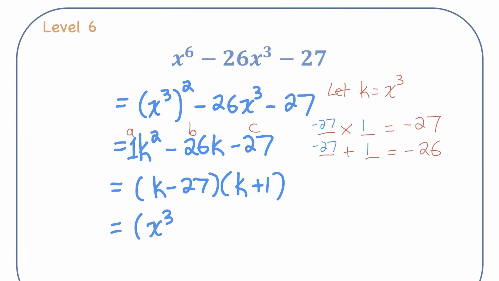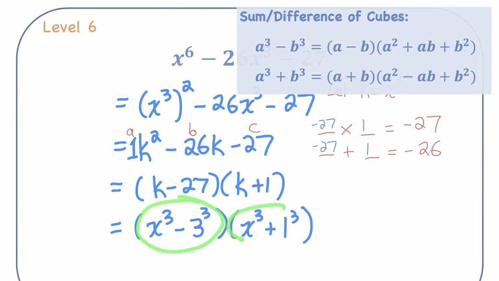And while I do that, I'm actually going to change the 27 and the 1 to be written in terms of a perfect cube number. 27 is a 3 cubed, and 1, I can think of that as 1 cubed. Hopefully you now see that we have a difference of cubes and a sum of cubes.